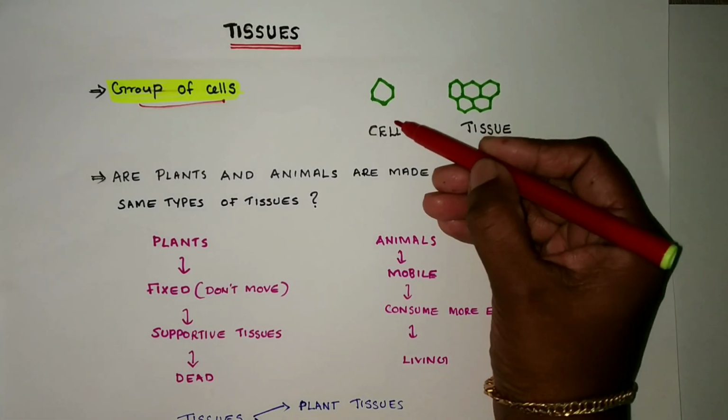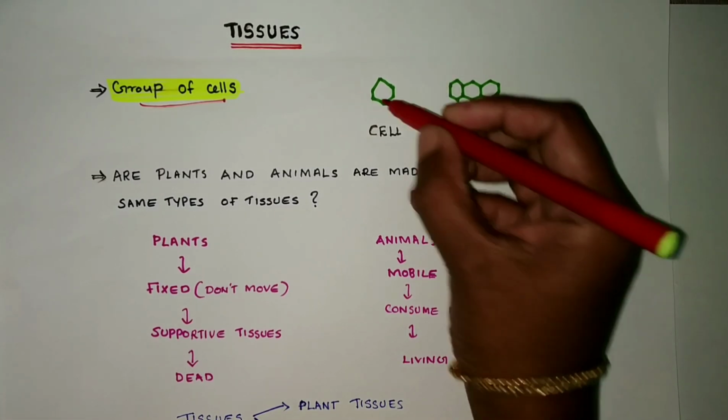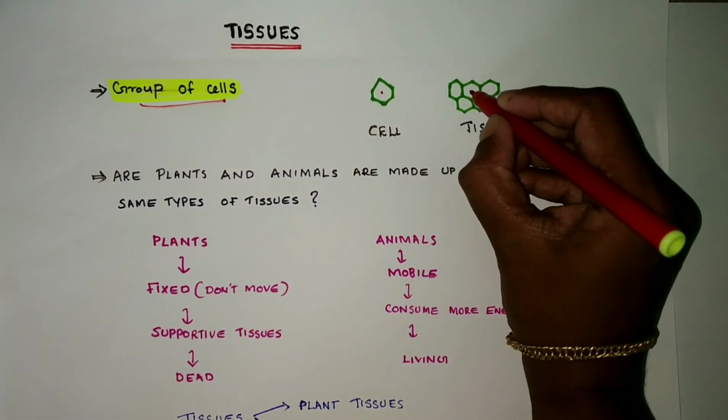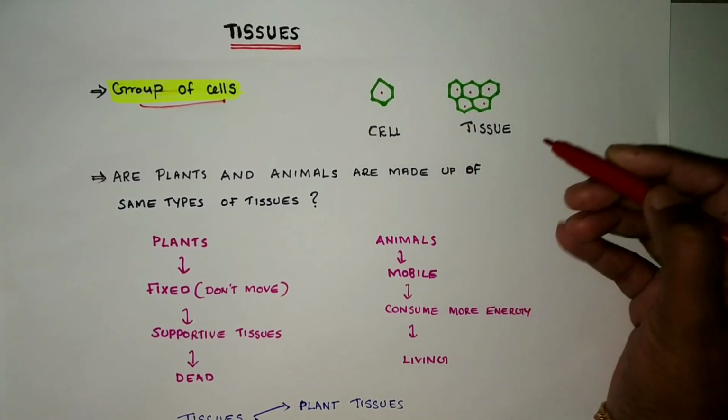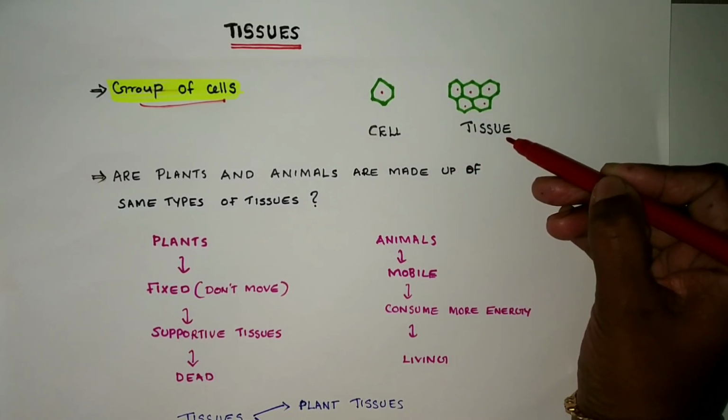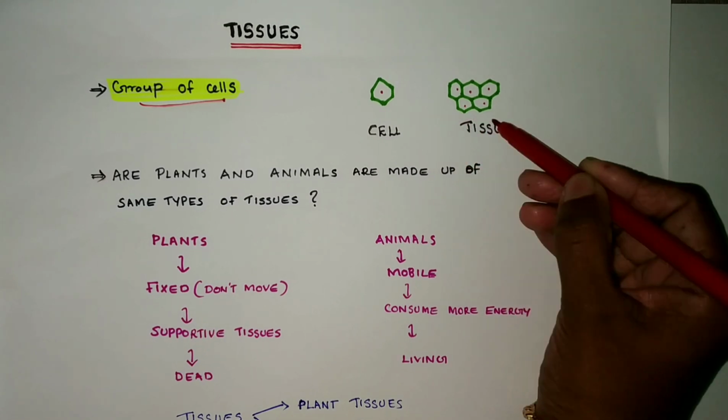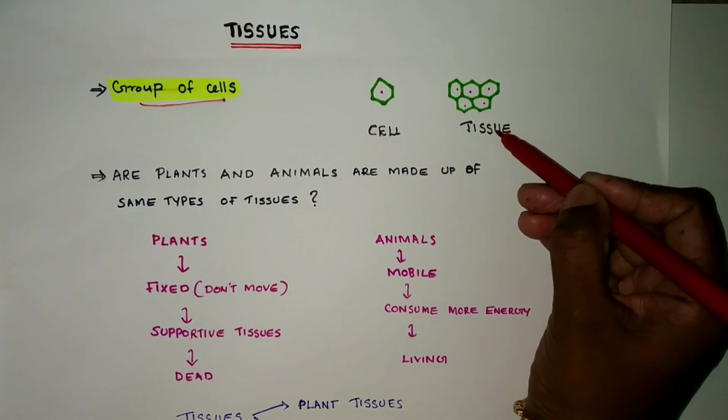In the diagram you can see this one is a single cell. Imagine this one is a single cell. When the cells combine together they will form tissue. When cells combine together, that is called tissue.